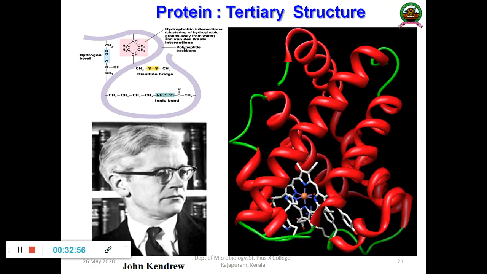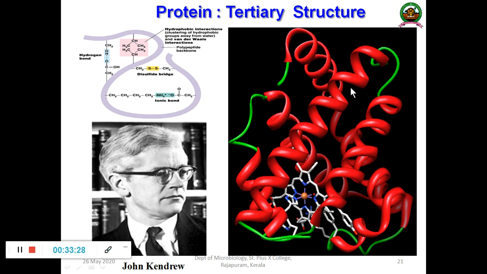The tertiary structure of the protein is the fully folded, one functional unit of the protein. Secondary structure, if it starts folding again, what will happen? It will produce a tertiary structure. These tertiary structures are produced by weak forces such as hydrophobic interaction, van der Waals interaction, hydrogen bonds and ionic bonds, and all other types of interaction. So it becomes a fully folded form.